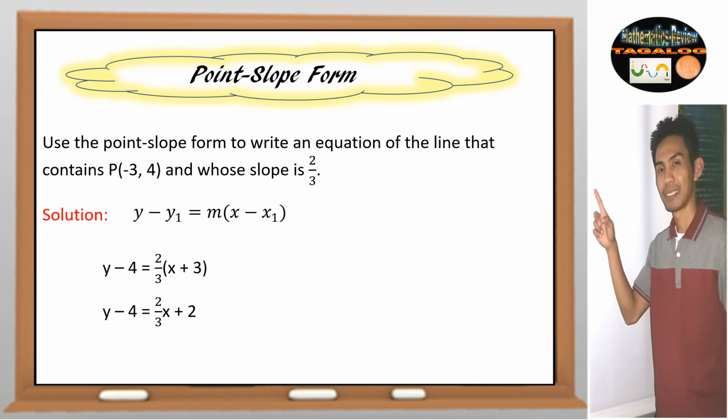Y minus 4 is equal to 2x over 3 plus 2. Bakit po siya 2? Kasi 2 times 3 is 6 divided by 3, 2. Then transpose negative 4. Y is equal to 2x over 3 plus 2 plus 4. So y is equal to 2x over 3 plus 6. Yan na po ang equation ng line.